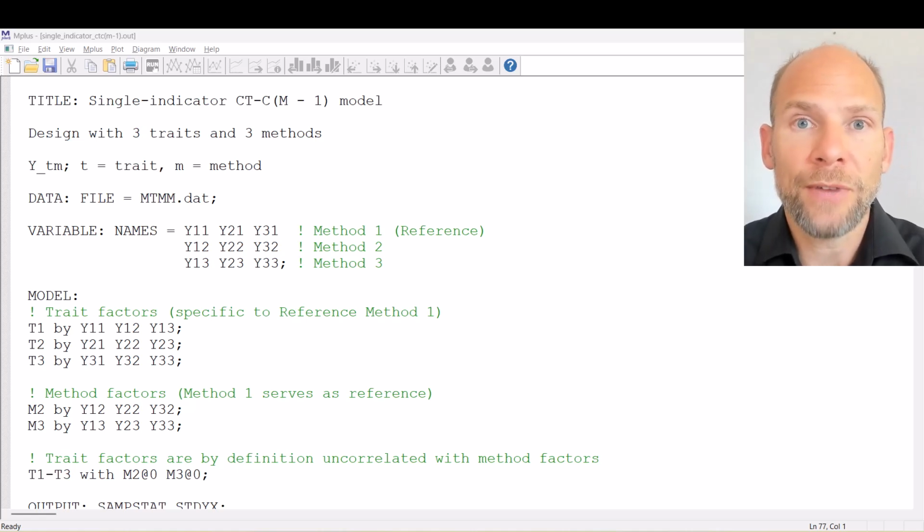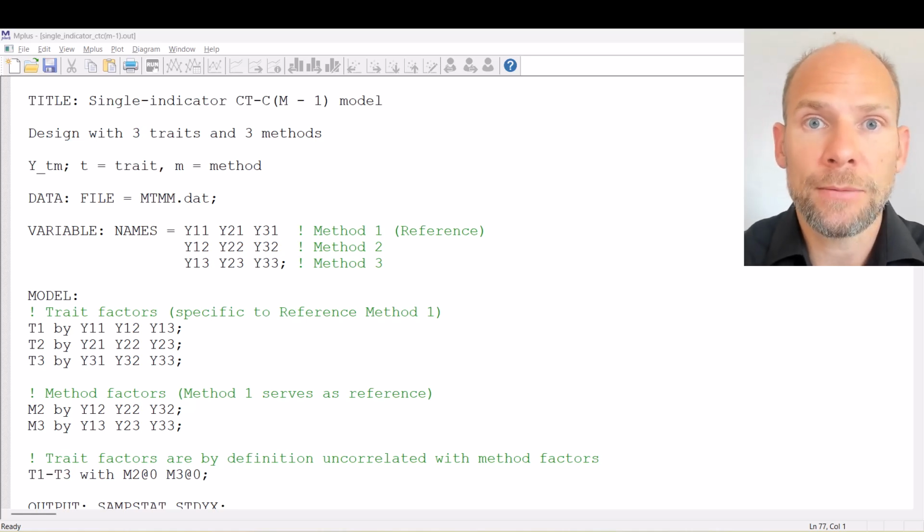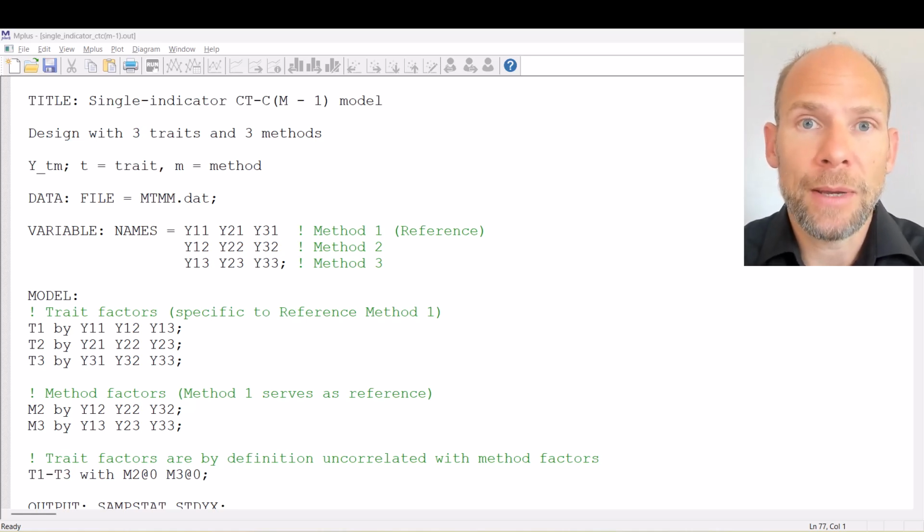And so if you want to find out about convergent and discriminant validity of multiple methods with regard to a set of traits, then MTMM models are often used for that. And so one of those models, one of the CFA MTMM types of models is the CTCM-1 model.